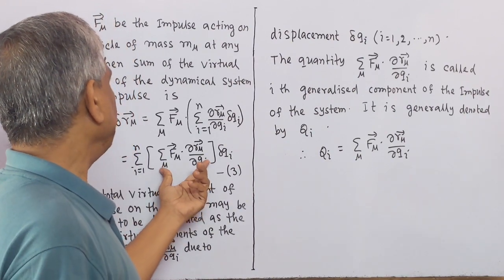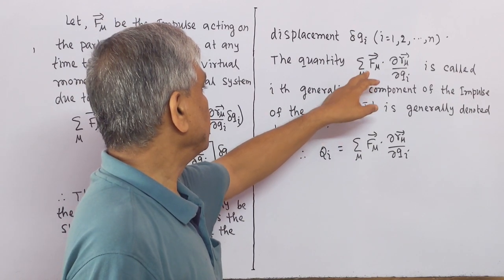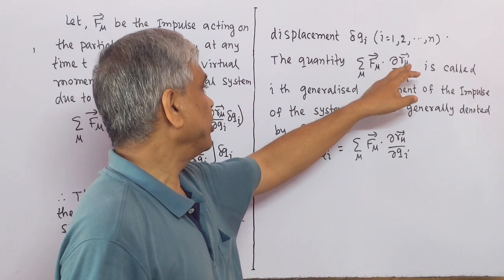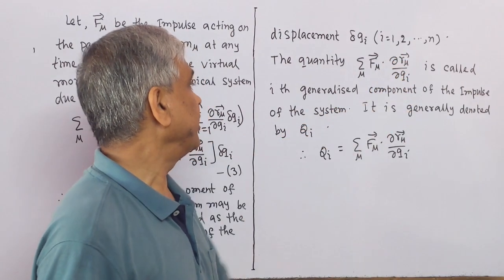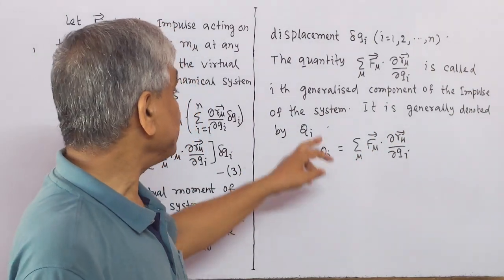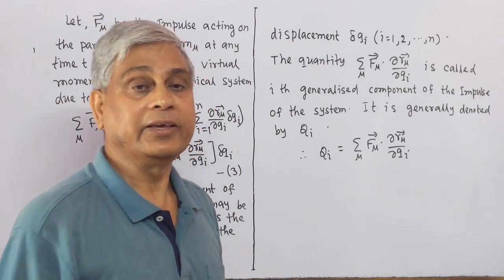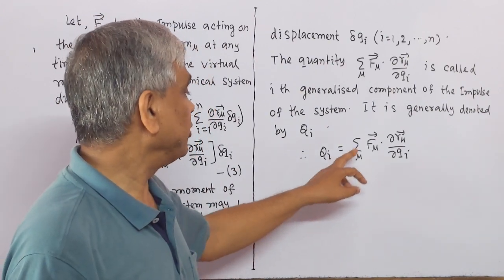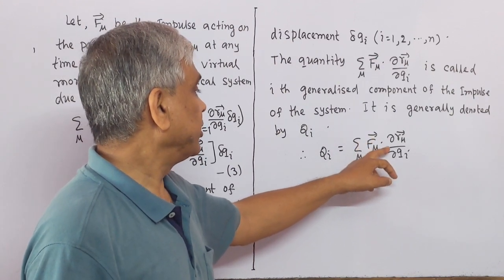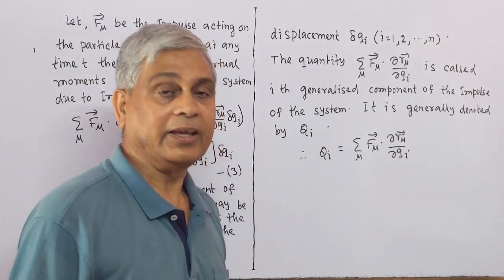Therefore, this remaining quantity, sigma mu f mu vector dot partial derivative of r mu vector with respect to qi, is called the generalized component of impulse of the system. It is generally denoted by Qi. Therefore Qi equals sigma mu f mu vector dot partial derivative of r mu vector with respect to qi.